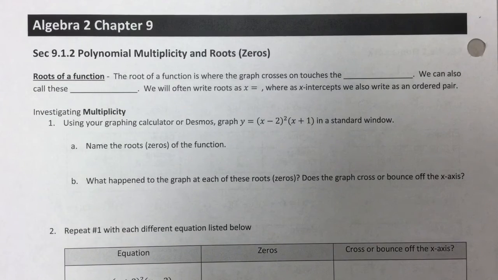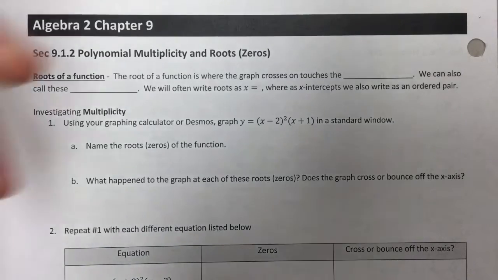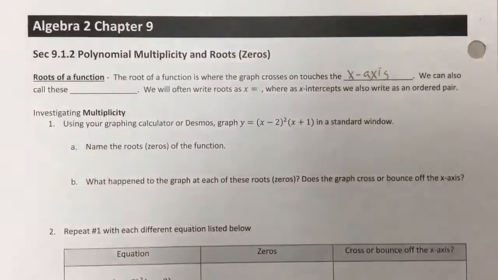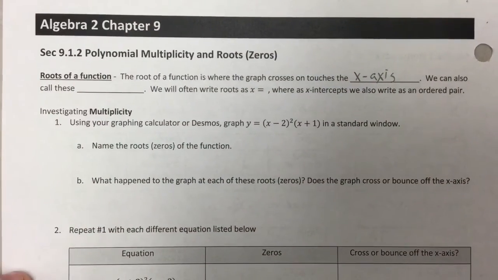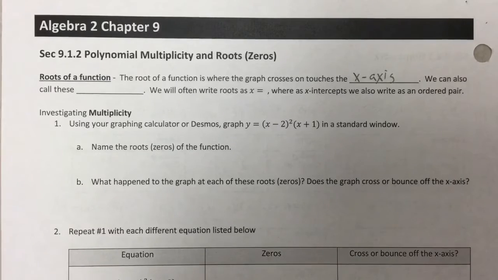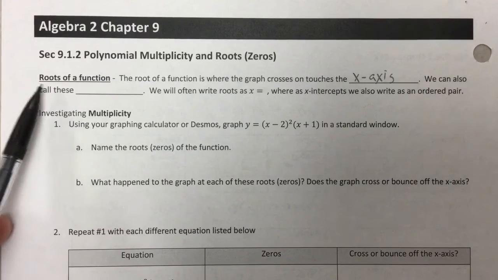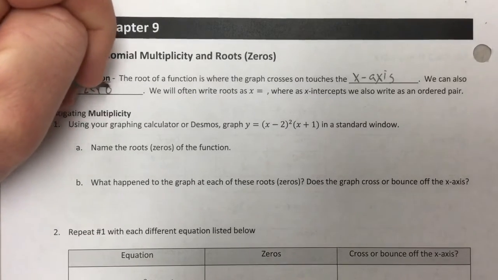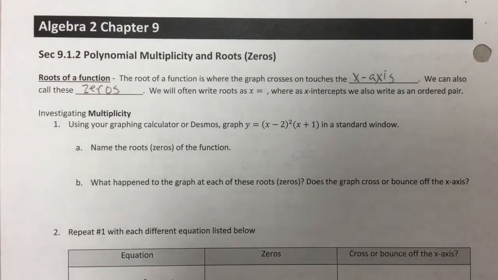We're looking at polynomial multiplicity and roots or zeros today. So roots of a function. What is a root? The root of a function is where the graph crosses or touches the x-axis. So basically it is going to be the same thing as an x-intercept. Besides being called roots, we can also call them zeros. So they kind of have three names: roots, zeros, and x-intercepts. All mean the same thing.